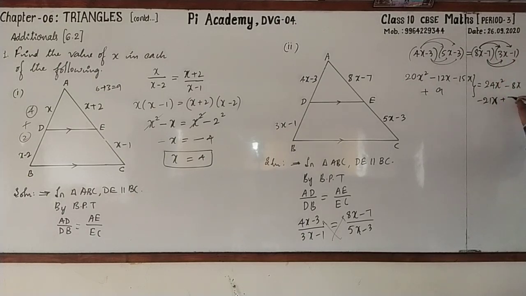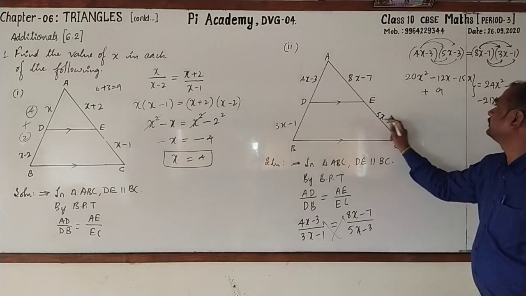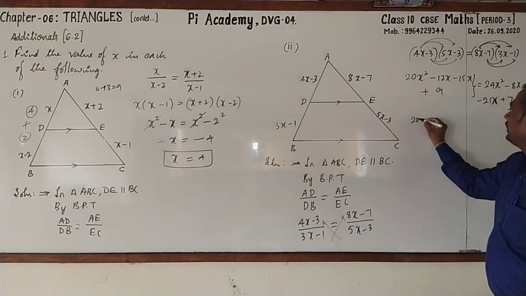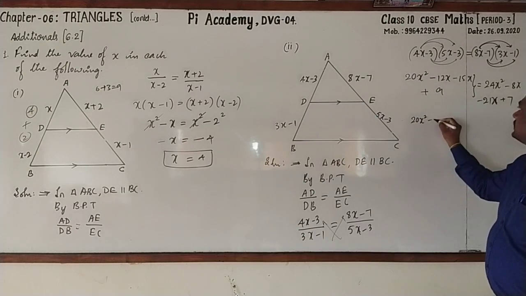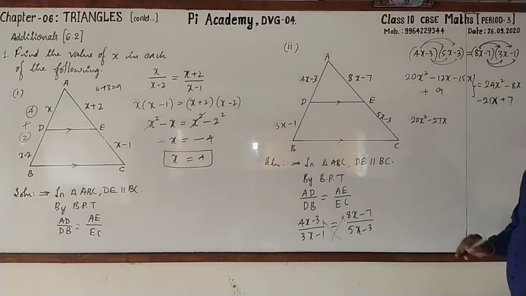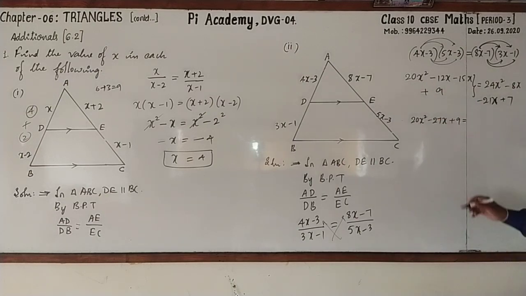Then 7 ones are 7. Understood? Then go for simplifying it. 5x minus 3. Here 20x square as it is, minus 12x, minus 15x. This is minus 27x. Then plus 9 as it is, which is equal to 24x square as it is, minus 8x, minus 21x. It is minus 29x plus 7.